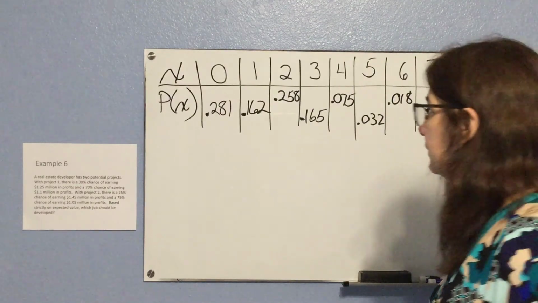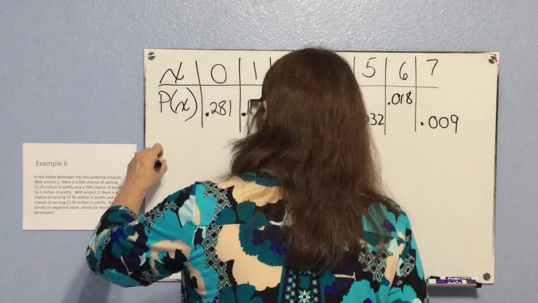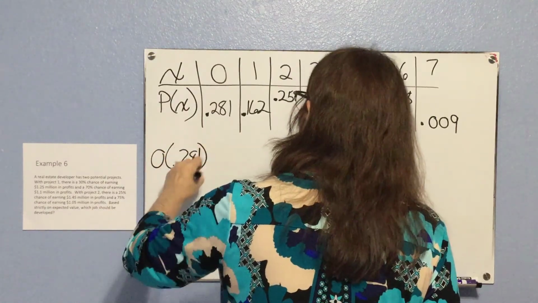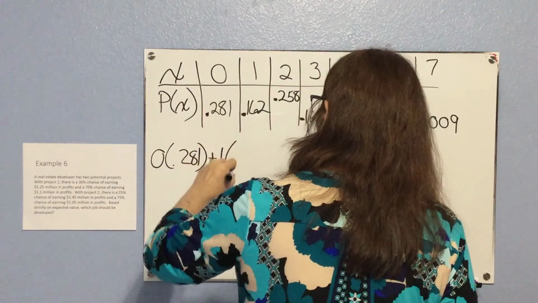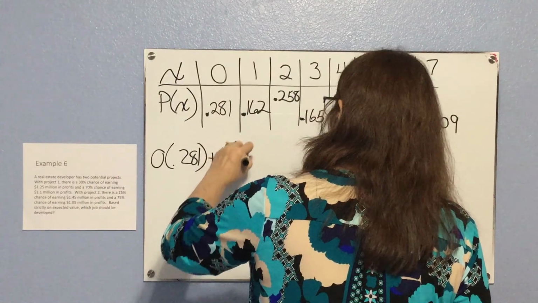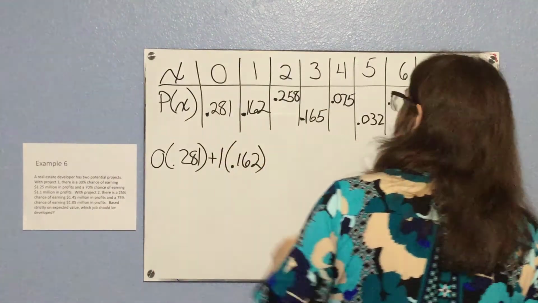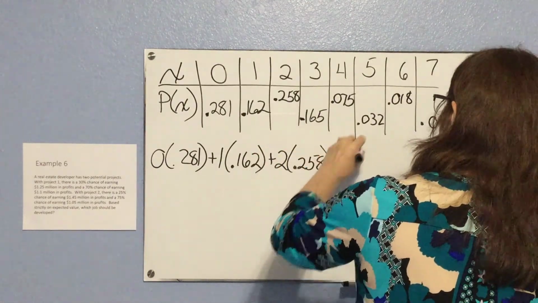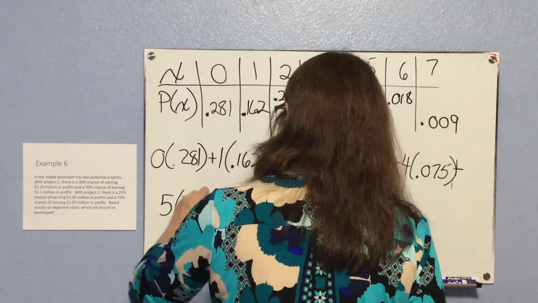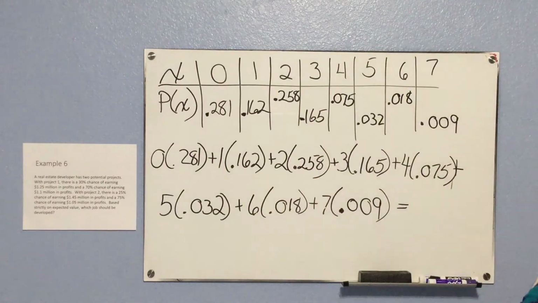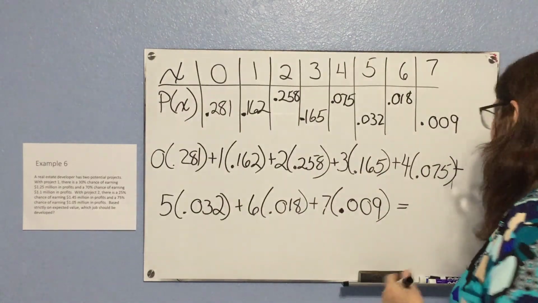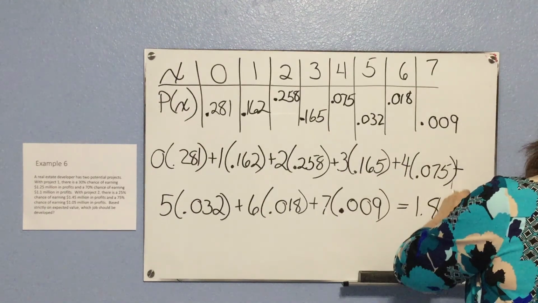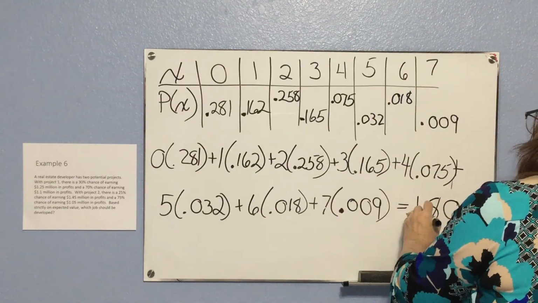So now we want to find the expected value for the number of children in the families of the respondents that answered this survey. We're going to have 0 times 0.281. And we'll just go on and multiply each of these pairs. And when I multiply that all together, I get 1.804.